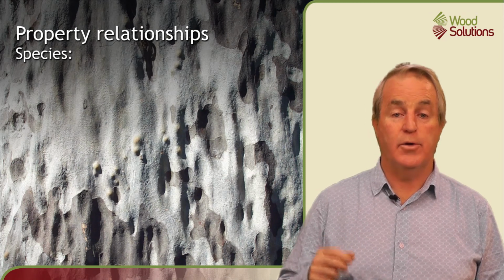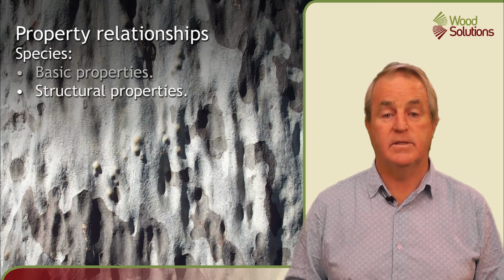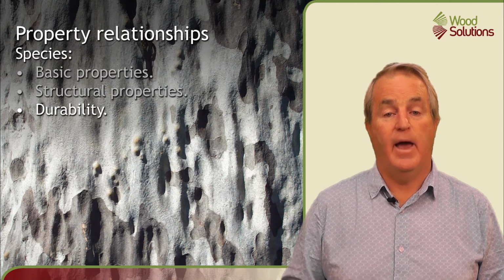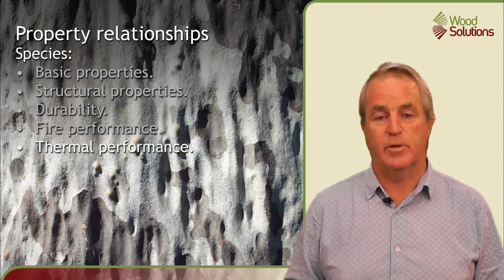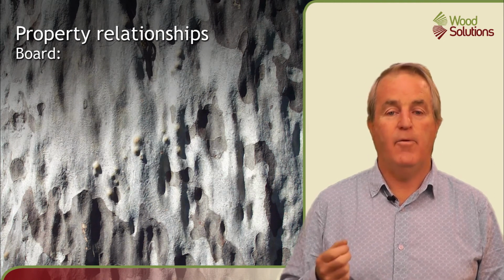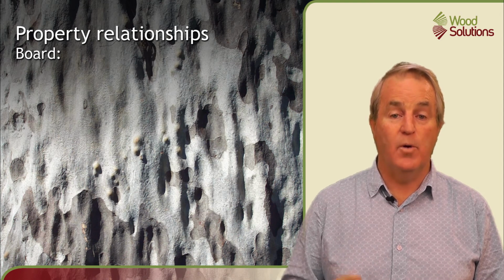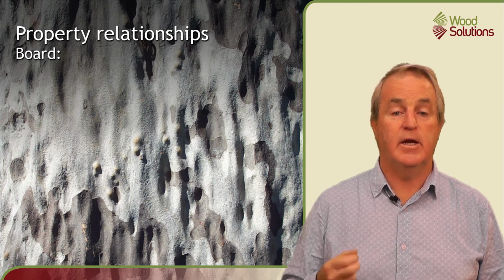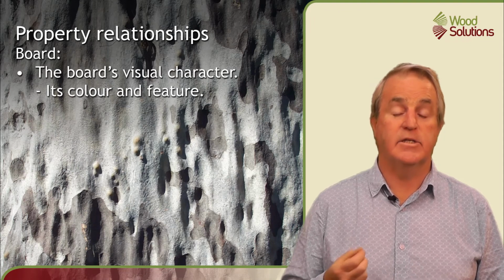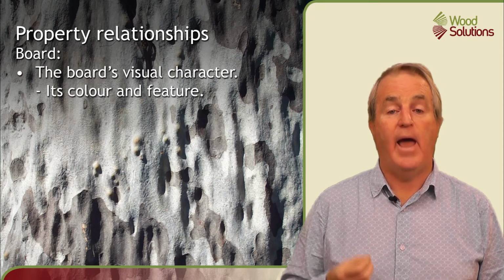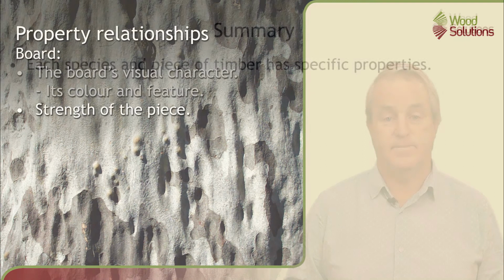Species-related properties include its basic and its structural properties, its durability, and its fire, thermal, and acoustic performance. Properties that also relate to the board of a particular species include its visual character, such as its colour and its feature, and the strength of the piece.